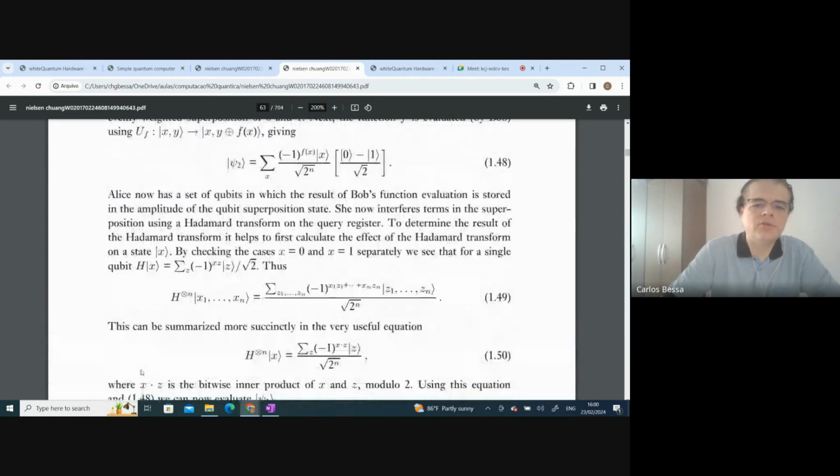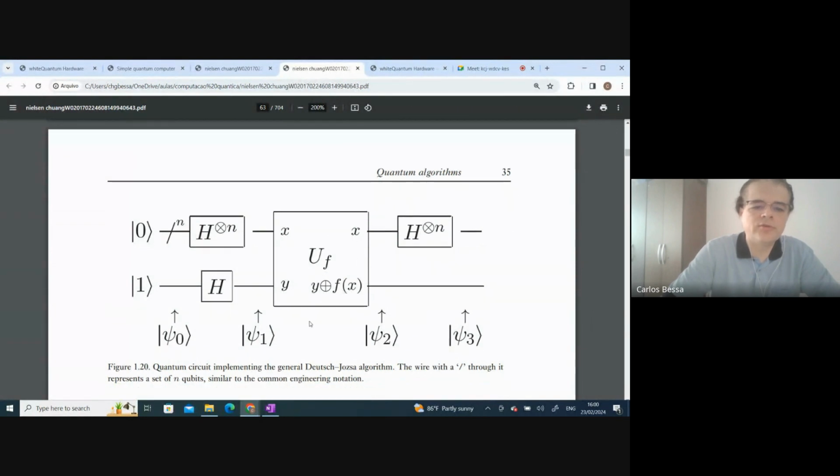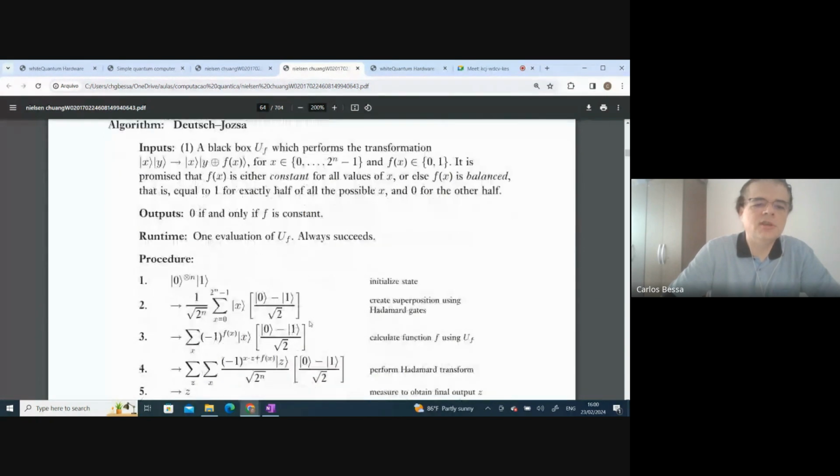And do the things that you need to do here in this oracle, in this U of F function. And in the end, if the output is 0, F is a constant function. If the output is 1, F is a balanced function. Okay.